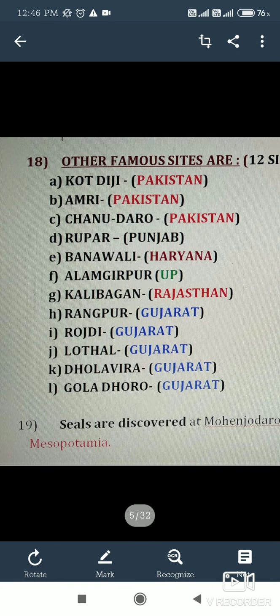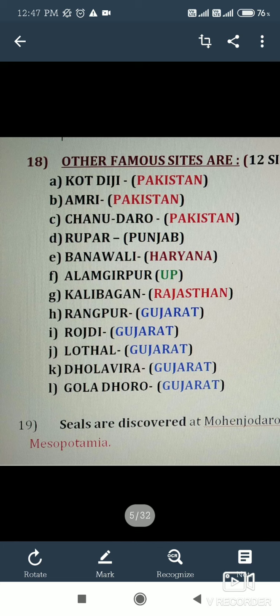Then point number 18. Other famous sites are also there, apart from Harappa and Mohenjo-daro. That is Kot Diji in Pakistan, Amri in Pakistan, Chanhudaro in Pakistan, Rupar in Punjab, Banawali in Haryana, Alamgirpur in UP, Kalibangan in Rajasthan, Rangpur in Gujarat, Rojdi in Gujarat, Lothal in Gujarat, Dholavira in Gujarat, and Godhra also in Gujarat. So these sites are found in the Pakistan, Haryana, Punjab, and Gujarat areas.